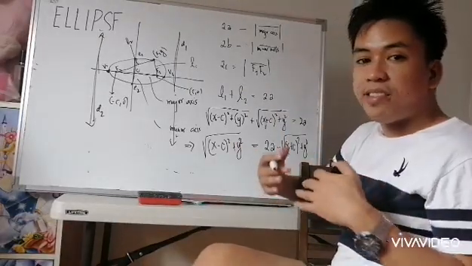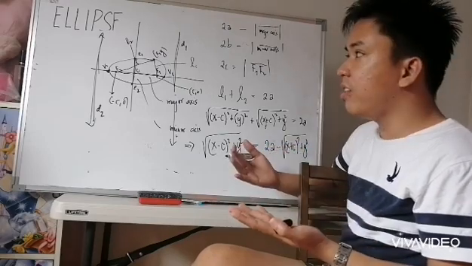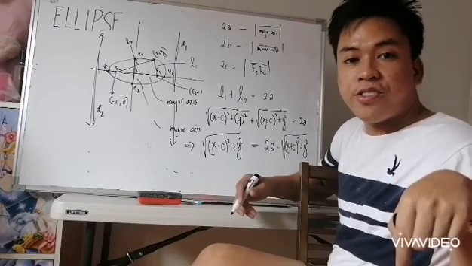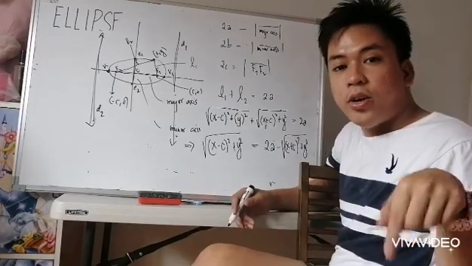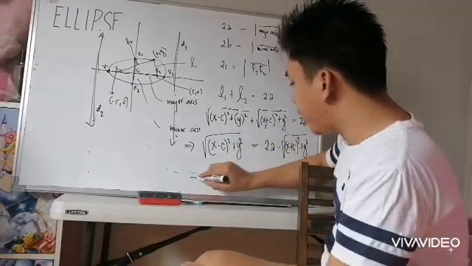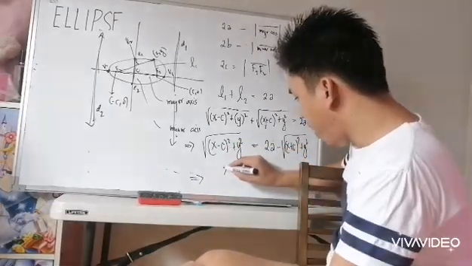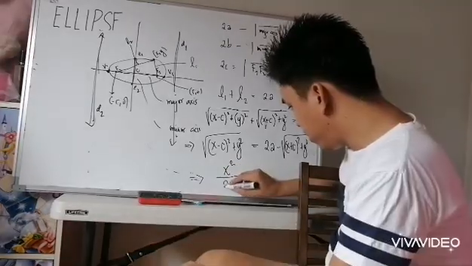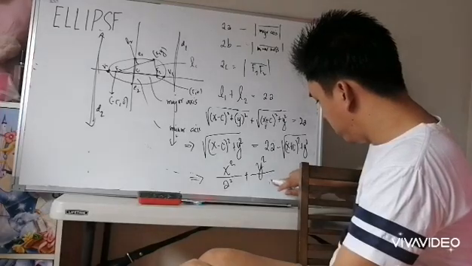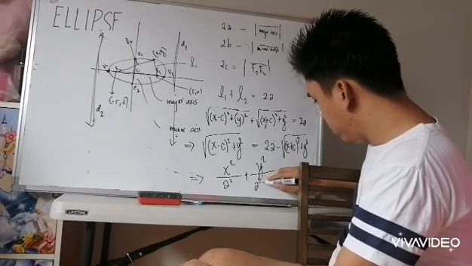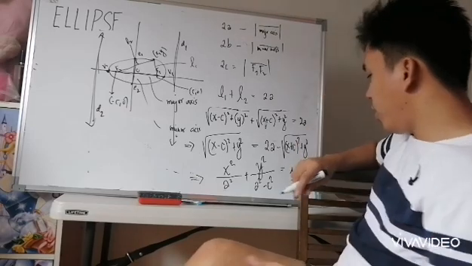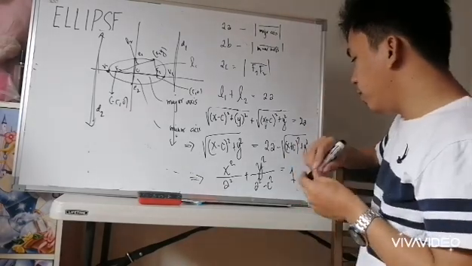I'm not going to discuss the manipulations anymore, because it's not algebra we're talking about, it's analytic geometry. If you have questions on how to get that, you can comment down below or message me. Doing the manipulations, I get this value.